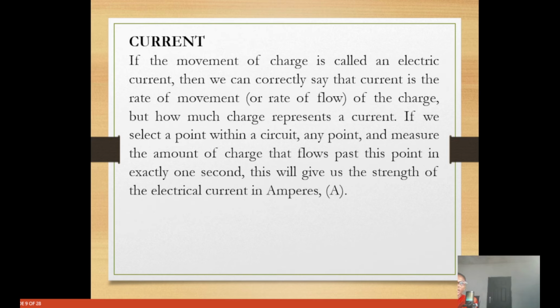If we select a point within a circuit and measure the amount of charge that flows past this point in exactly 1 second, this will give us the strength of the electric current in amperes. The unit of current is amperes. And we already established that current is charge per time, because it is the movement of charge per second. The flow of charge in 1 second is current.